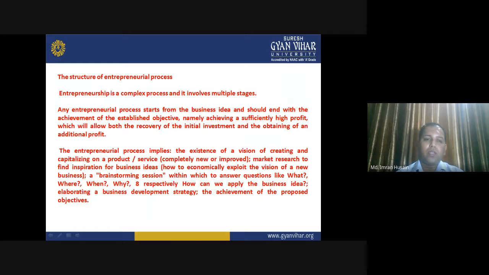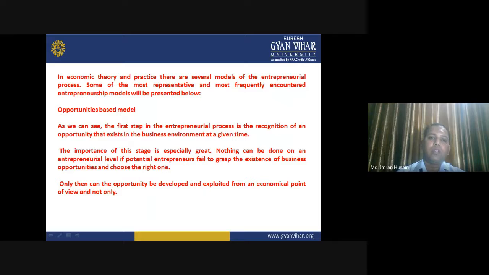Market research to find inspiration for business ideas, how to economically exploit the vision of a new business. A brainstorming session within which to answer questions like what, where, when, why, respectively. How can we apply the business idea? Elaborating a business development strategy for the achievement of the proposed objectives. In economic theory and practice, there are several models of the entrepreneurial process. Some of the most representative and most frequently encountered entrepreneurship models will be presented below.